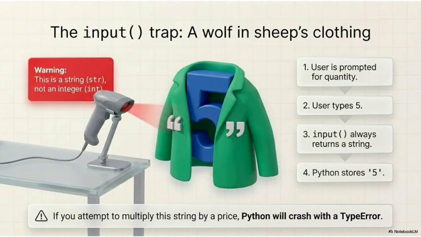If you then try to multiply 5 by a price, Python will crash with a type error. It cannot multiply text by a number. The warning label on the left makes it explicit. This is a string, not an integer. The input function is a wolf in sheep's clothing. It looks like it's collecting numbers, but it's collecting text every time without exception.